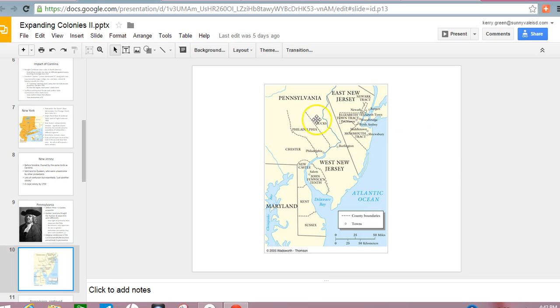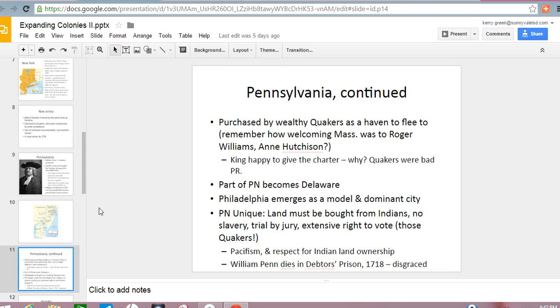And so then you're going to see Pennsylvania's right over here. So this is meant to be a haven. The king gives the charter pretty easily because, who likes the Quakers? They're weird. And so Pennsylvania initially becomes part of a little corner of Delaware, but then it expands and becomes its own thing. They develop the city of Philadelphia. If you're into urban development and that kind of thing, the development of Philadelphia is pretty telling because of the way they design it in this grid pattern and all that kind of stuff. It becomes very much a model city.